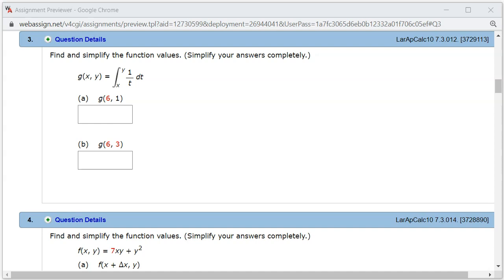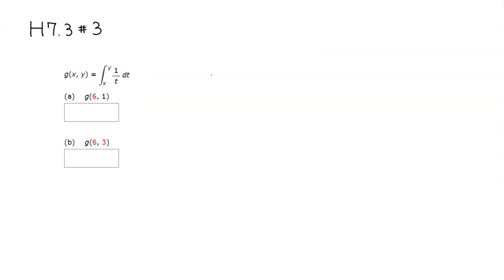All right, let's look at homework 7.3, problem number 3. Let's evaluate this function g here. Before we do that, I'm going to simplify this function. I'm going to find the antiderivative.